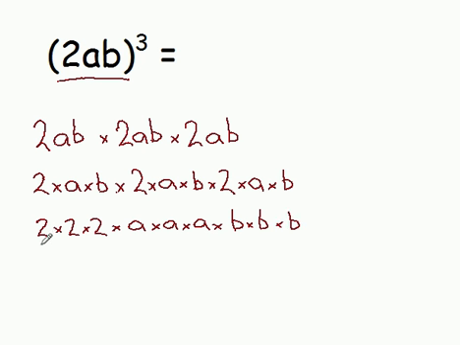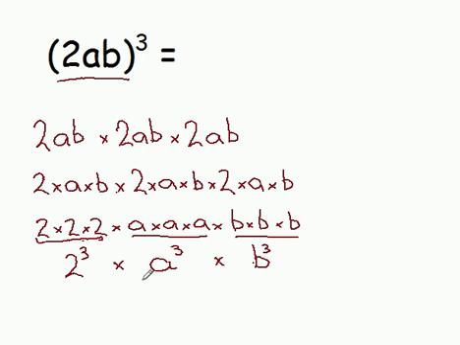Now, what this turns into is 2 to the power of 3, that first bit there. This bit here is a to the power of 3, and this bit here is b to the power of 3, and we can see that they're still multiplied together because I've got multiplication signs between them. So this can be shortened down to 2 to the power of 3, a to the power of 3, b to the power of 3.